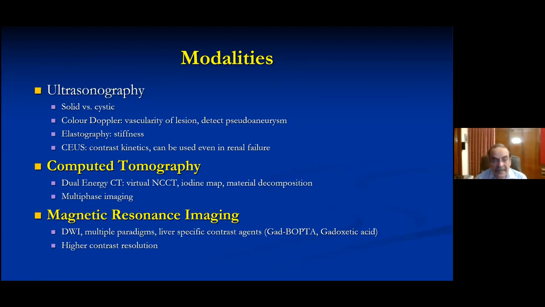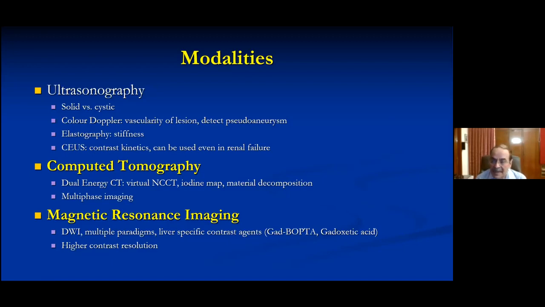CT is really where the money lies, and if you have dual energy CT, it does offer some additional advantages, and I'll show you that. CT, for the purpose of characterizing a focal liver lesion, must be a multi-phase CT, when we evaluate the lesion in the arterial phase, portal venous phase, and the delayed phase, and you'll hear a lot of that as we go along this talk.